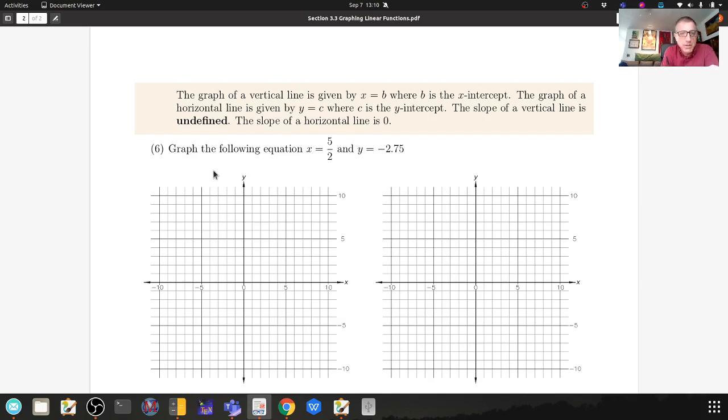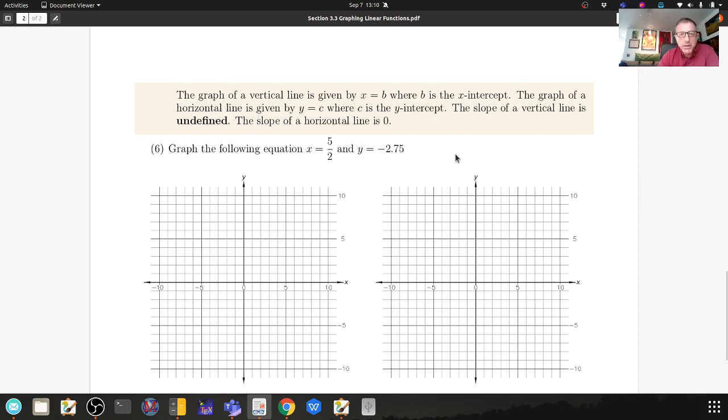The graph of a horizontal line is given by y is equal to c, where c is the y-intercept. So the point (0, c) is the point where the horizontal line crosses the y-axis. The slope of a vertical line is undefined, straight up and down, undefined. However, the slope of a horizontal line is 0. So straight up and down, the marble can't even stay on the table, undefined. A horizontal line, the marble is on the table and just sits there and doesn't roll. That's because there's no slope, 0 slope.